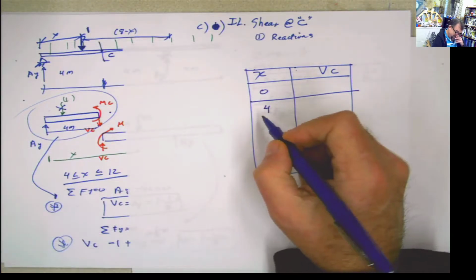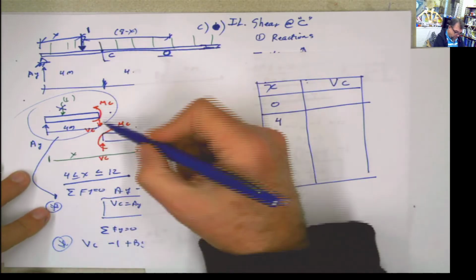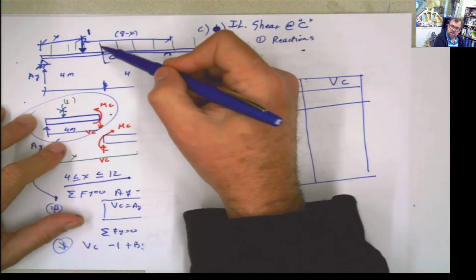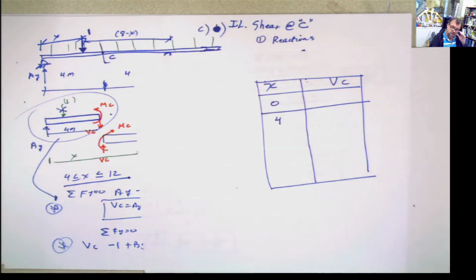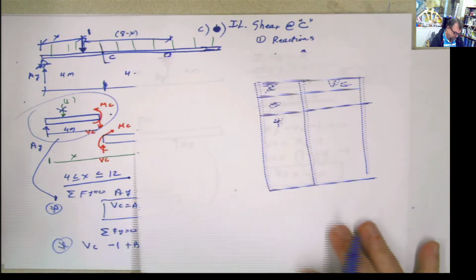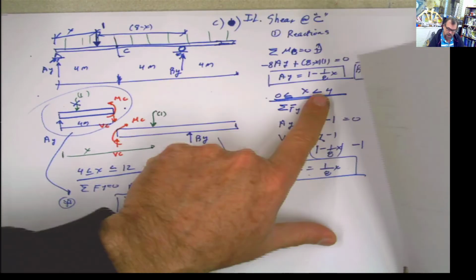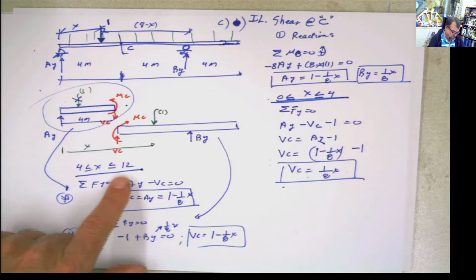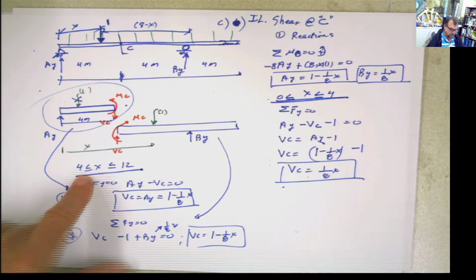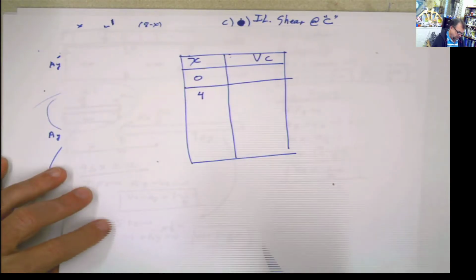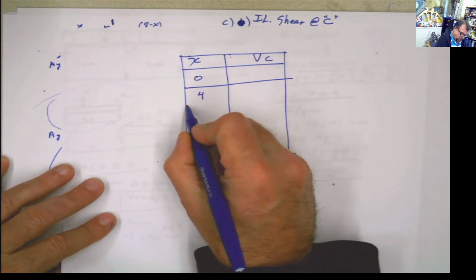But when x equals 4, we're exactly on top of C. And you know what happened with the shear when you have a concentrated force on top of it, it's going to jump. So basically, and by the way, you have two different approaches, two different equations. Here is 4, and here is also 4, these two limits. So what you have to do here is calculate that value two times.